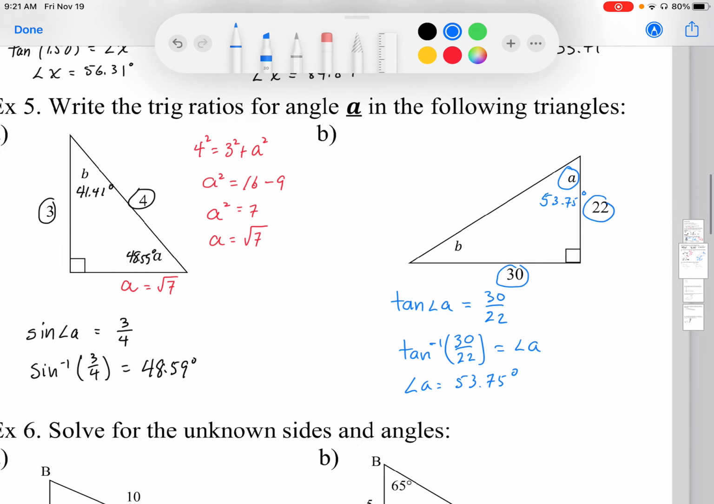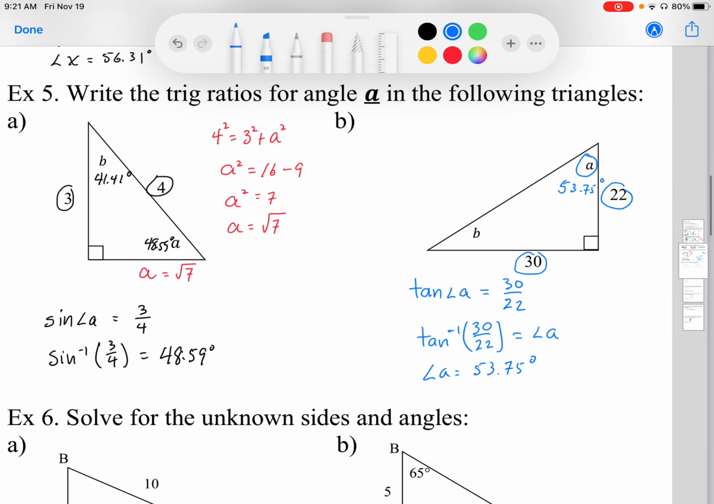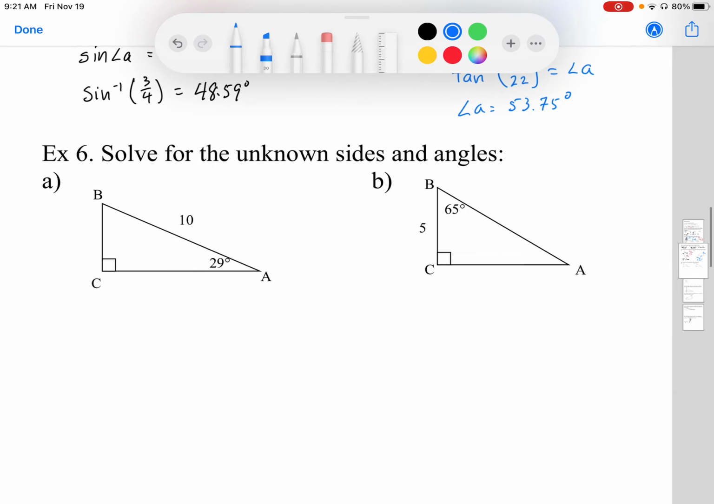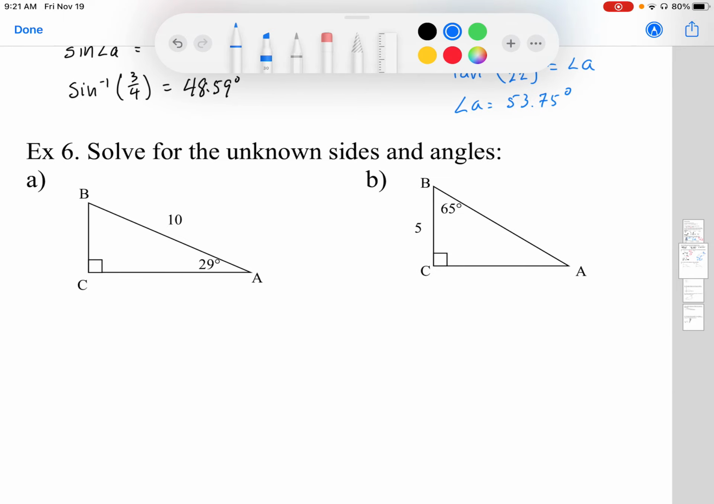The diagrams being drawn accurately all the time. In this case, it looks like it's reasonable. For example 6, we're going to solve for the unknown sides.